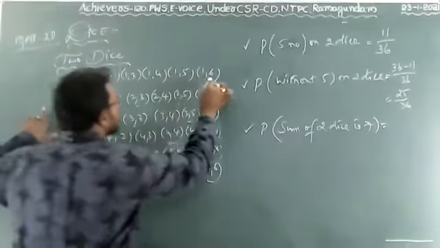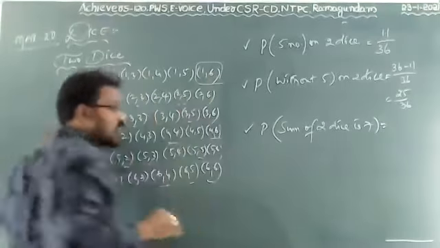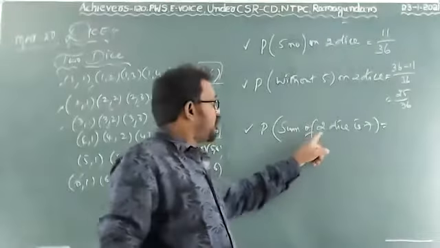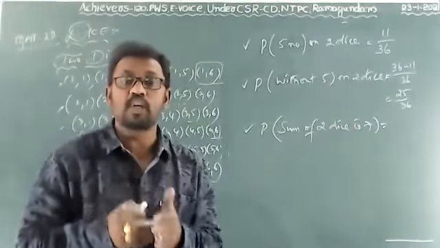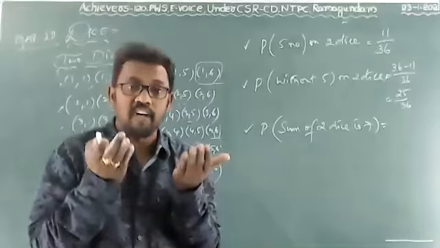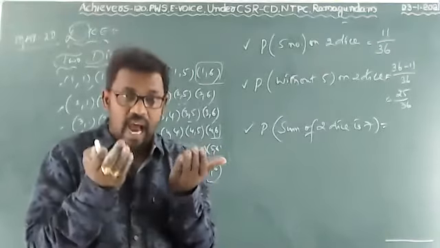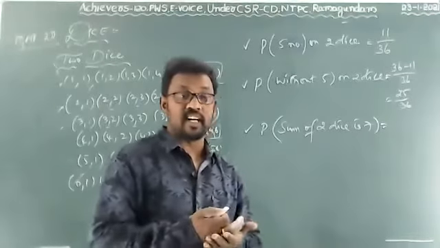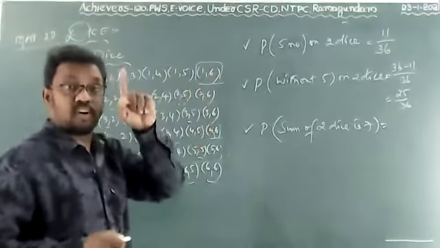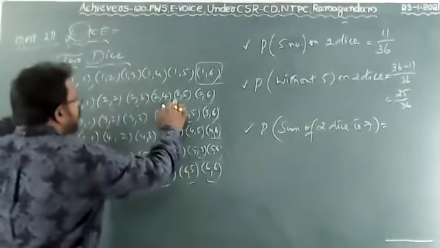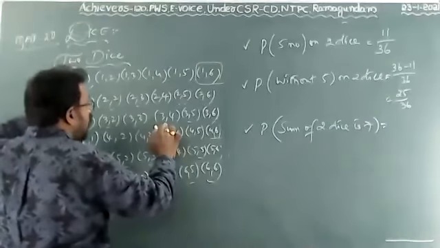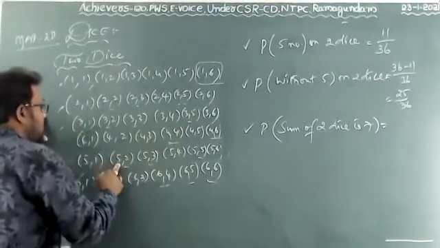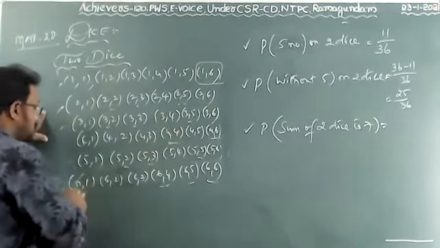Sum means, let us take this one: 1 comma 6. Add that, 1 plus 6, how much? 7. Whenever you add the two, it should come to 7. What are the results that give 7? 1, 6: 1 + 6, 7. 2 + 5, 7. 3 + 4, 7. 4, 3: 4 + 3, 7. 5 + 2, 7. 6 + 1, 7.